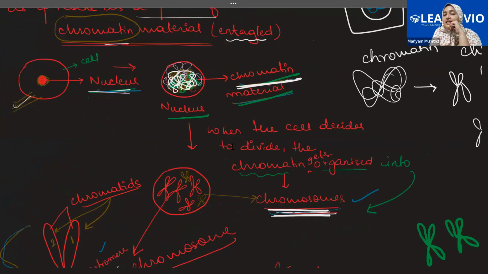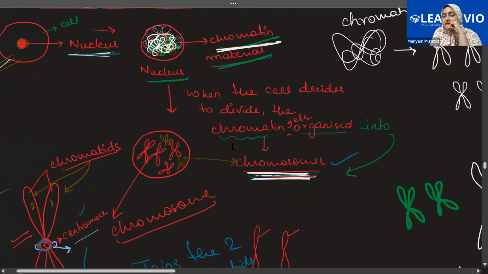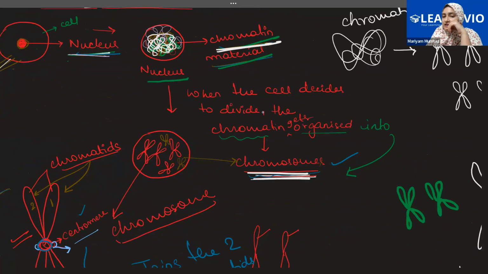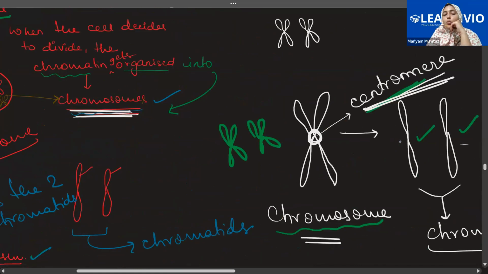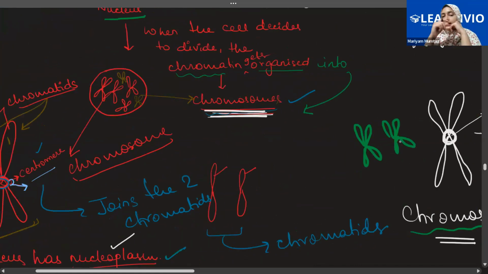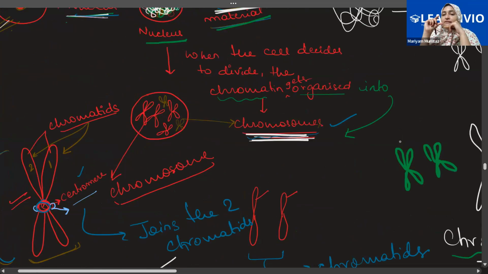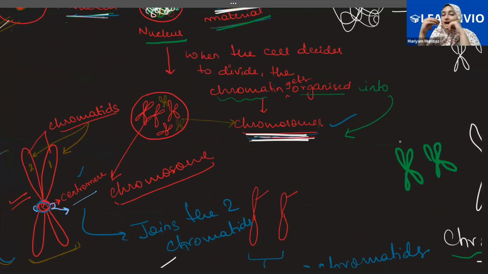Now, when the cell decides to divide, these chromatin, which were jumbled and entangled, start getting organized, and they get organized into a structure called a chromosome. Talking about the chromosome, it is the thing that we can see very clearly. We can see its arms, and we can see its parts.